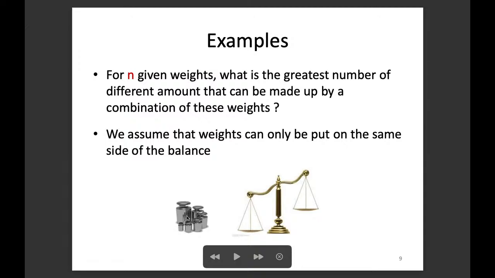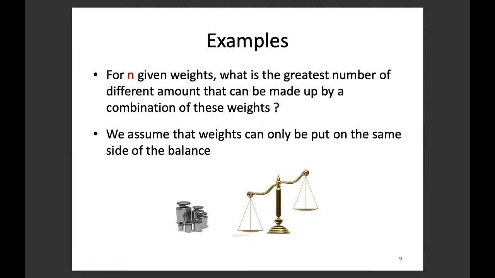For instance, let's say I have a measuring weight of 1 unit and a measuring weight of 2 units. Then I can measure a weight of 1 or a weight of 2 or also a weight of 3, because I can use both together. So with two measuring weights, in this example, I can measure up to 3 different possible weights. In general, if I have n, how many different amounts can we measure? It turns out that the greatest number of different amounts is no more than 2 to the power n minus 1.